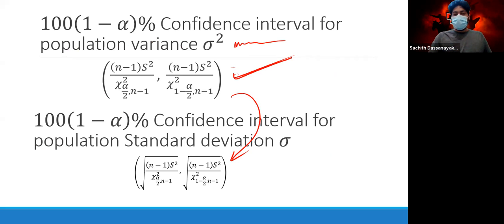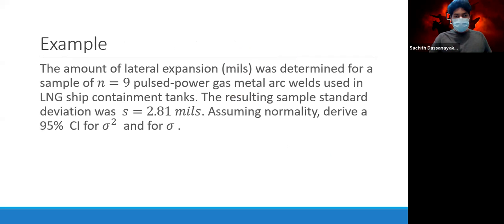I think I can do this example. I have enough time. My sample is 9 gas ship containers. The sample standard deviation was this much, 2.81. Assuming normality, derive the 95% confidence interval for this variance. You can automatically take the standard deviation as well.